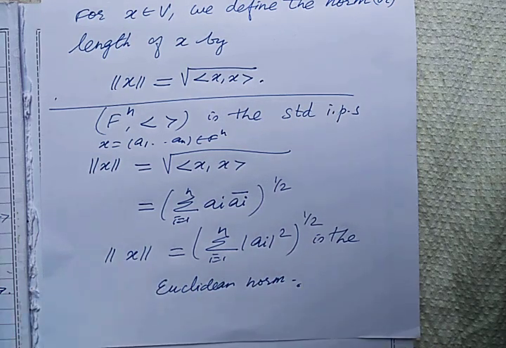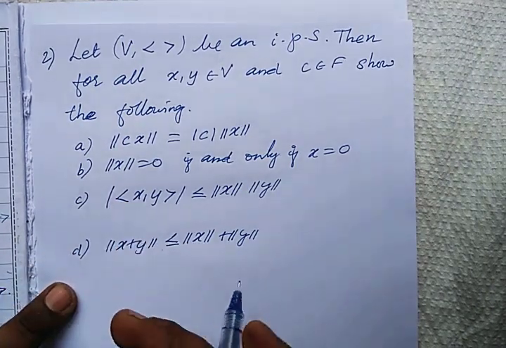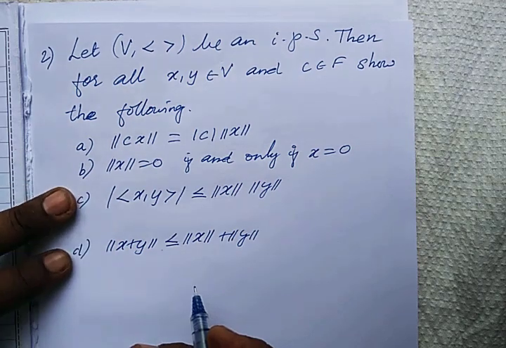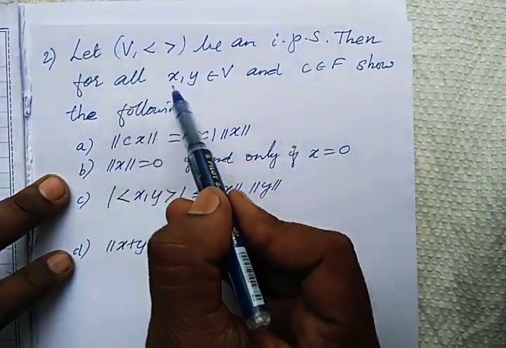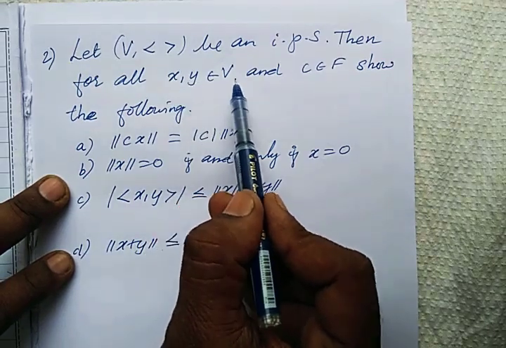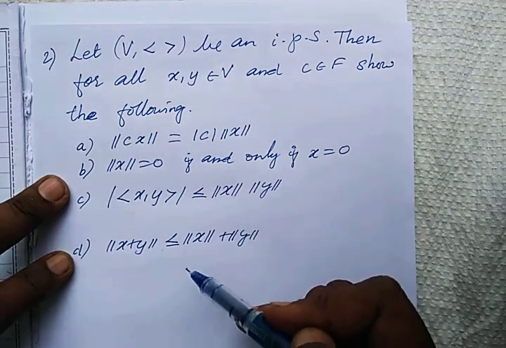Now let us prove few more results for the norm and for the inner products. These two are very important results. Let this be an inner product space. Then for all x, y in V and for every scalar c in the field F, show the following.